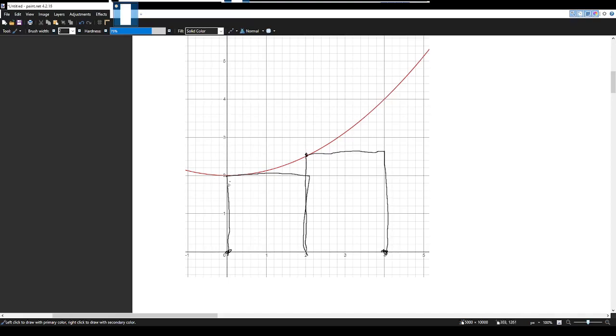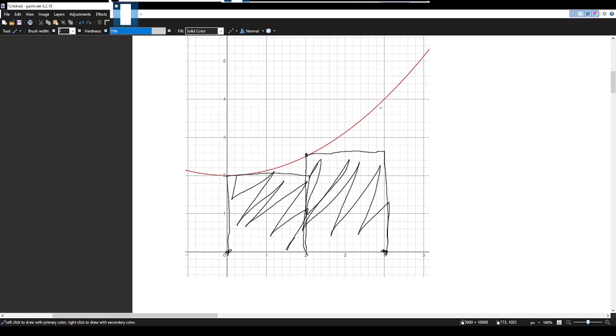This is a left Riemann sum because we're basing off the leftmost point, and this is going to clearly be an underestimation because we would look at this area and say that this area is the area of the curve, but really we're not accounting for all of this area.